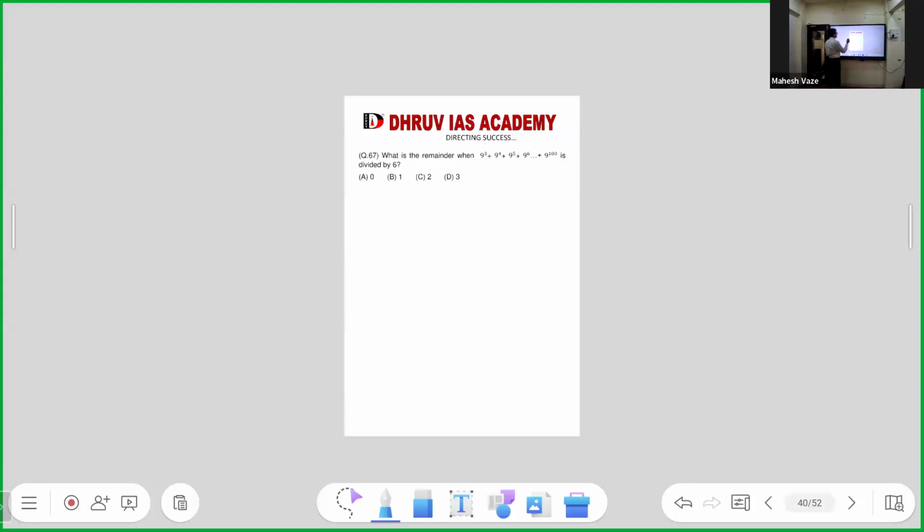See, 9 raised to 3 plus, first we'll concentrate only on this 9 raised to 3 and 9 raised to 4. Here this can be written as 9 raised to 3 into 1 plus 9. Now we know that 9 raised to 3 is 729, into 10, so that is 7290. Now first we'll see whether this number is divisible by 6 or not, and what the remainder is.